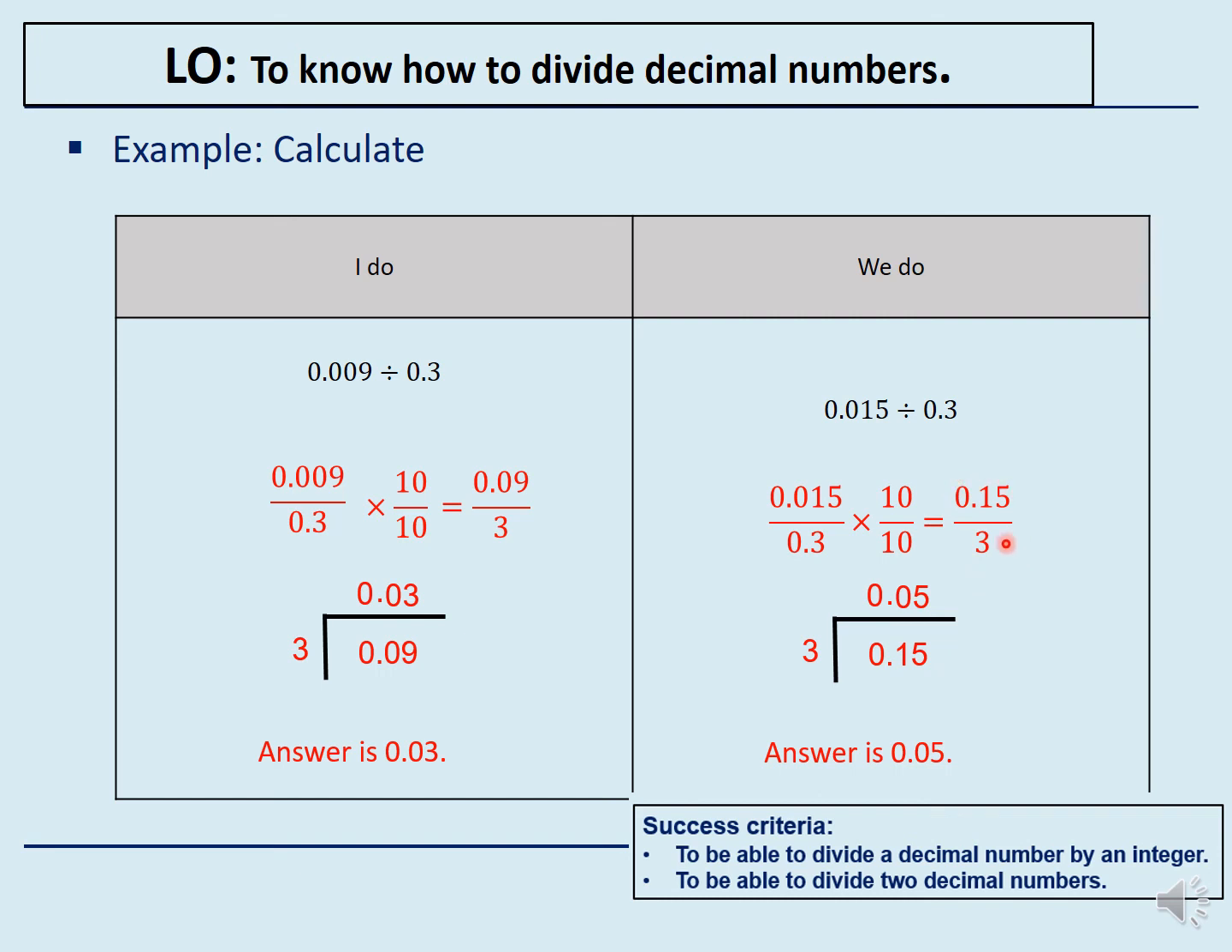I use the bus stop method to do 0.15 divided by 3. How many times does 3 go into 0? 0. You get to the decimal point. You put the decimal point up here. How many times does 3 go into 1? 0. 1 left over. And how many times does 3 go into 15? 5, and no leftover. So your last answer is 0.05.